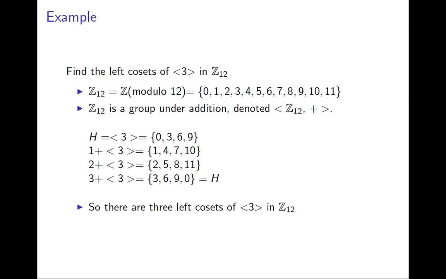Same thing for 2 plus the subgroup generated by 3. You get {2, 5, 8, 11}. Continuing on, we get 3 plus the subgroup generated by 3, which is {3, 6, 9, 0}. But you'll notice that 3 plus the subgroup generated by 3 is the same set as H. So therefore, there are 3 left cosets of the subgroup generated by 3 in Z12.